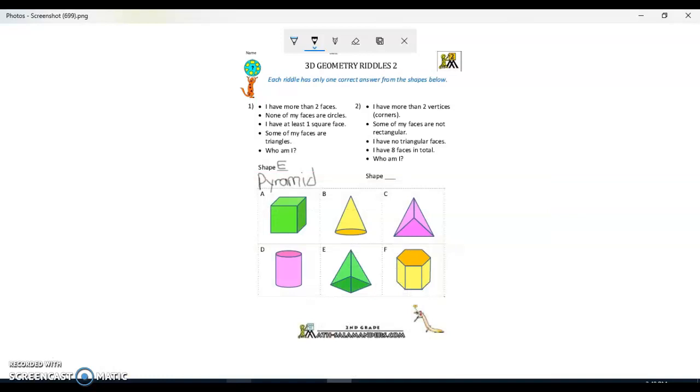Once you have figured out this shape, make sure you write the letter shape here, and then on the side you can write the name of the shape. Then once you have finished with that, don't forget to take a picture and submit your work to Teams, and also give a thumbs up for attendance. Once you have done all those things, you are good.